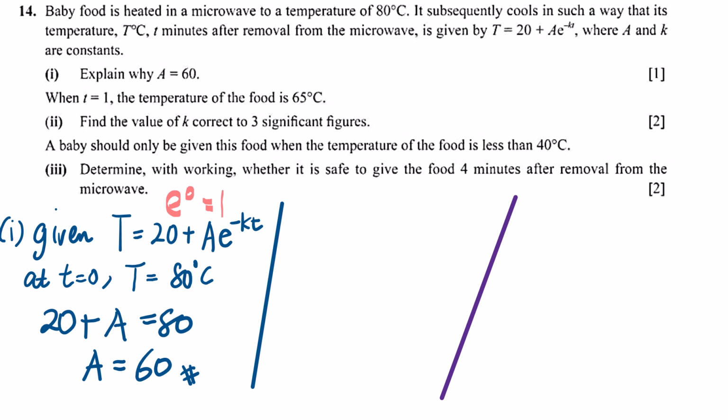And in part 2, we are asked to find the value of k, correct to 3 significant figures. So this is what we're going to do at t equals 1. You end up getting 20 plus 60. We've already found a to be 60 in part 1, so we can replace this value here with 60. So you will get 20 plus 60 e to the power of negative k. Why negative k? Because you substitute t to be 1, so negative k times 1 will give you negative k, equal to a temperature of 65 degrees.